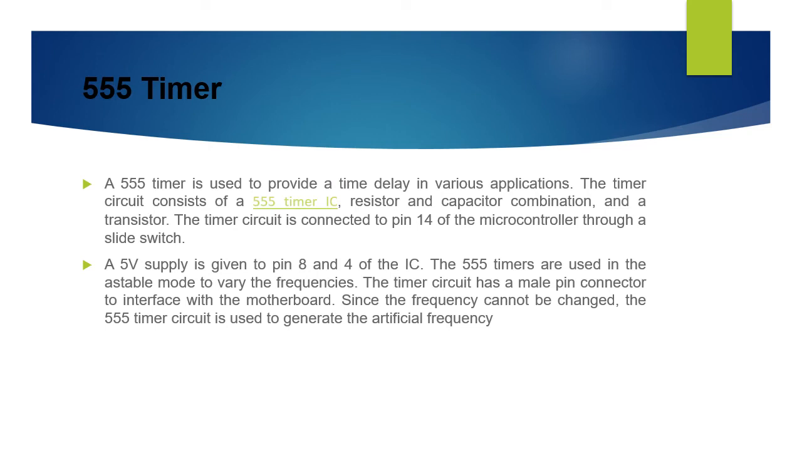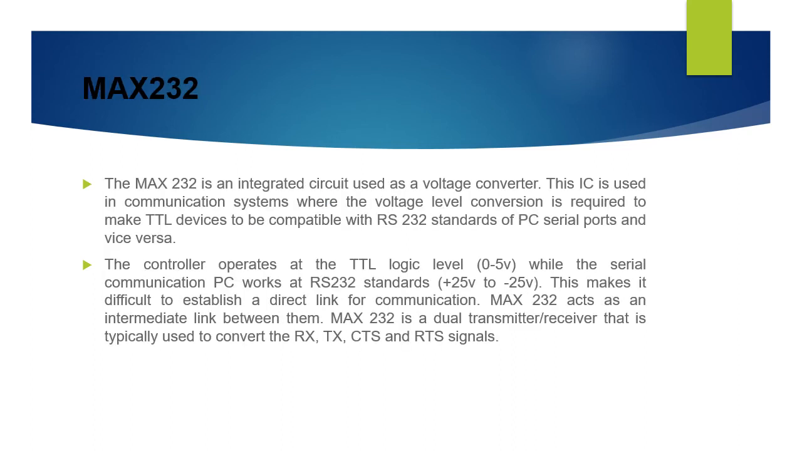What is a 555 timer? It is used to provide a time delay. Usually, this timer is used to provide time delay for various applications. It consists of a 555 timer IC, resistor and capacitor combination, and a transistor. MAX232 is an IC used as a voltage converter. This IC is used in communication systems where the voltage level conversion is required to make devices compatible with RS-232 standards of PC serial ports and vice versa.